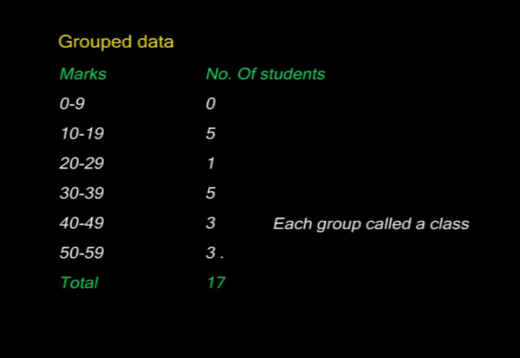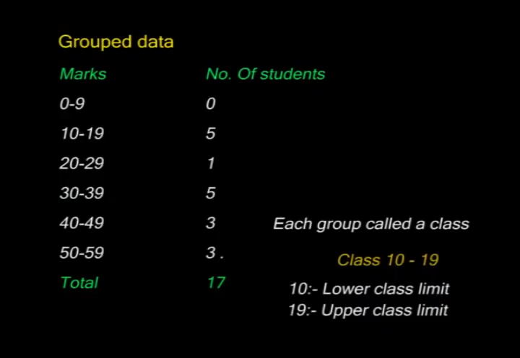Each group is called a class. The values 0, 9, 10, 19, 20, 29, and so on are called class limits for the respective classes. For example, in the class 10 to 19, 10 is called the lower class limit and 19 is the upper class limit. Grouping of data makes it easy to deal with large amounts of data. All you need to do is choose a class size. You need to choose a convenient number of classes depending on the amount of data that you have.